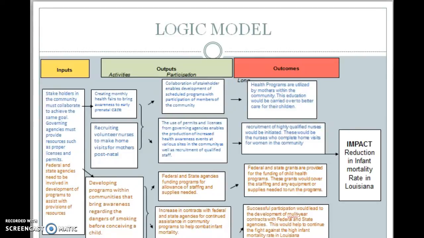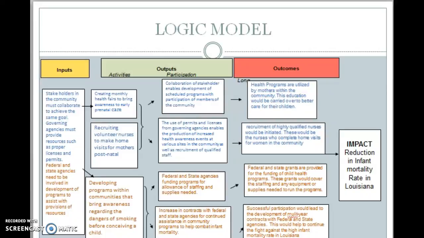An excellent way to try to plan or strategize how to eradicate the issue of high infant mortality in Louisiana would be to create a logic model. This model displays the inputs, activities that would be helpful, the participation that would be needed, and the outcomes due to the activities and participation, and finally, the overall impact it would have on the issue. So we will first start with the inputs.